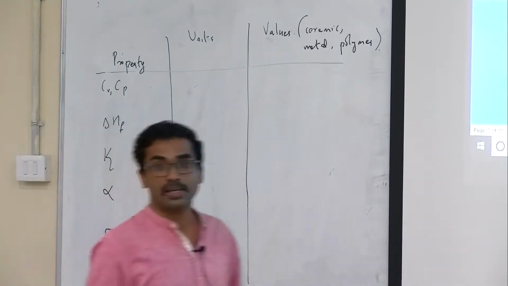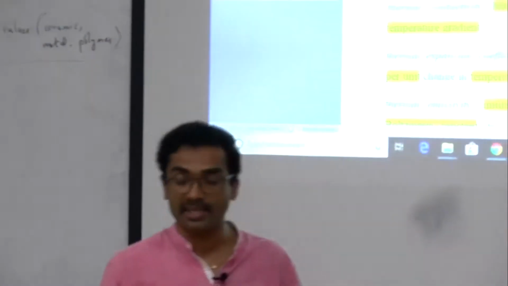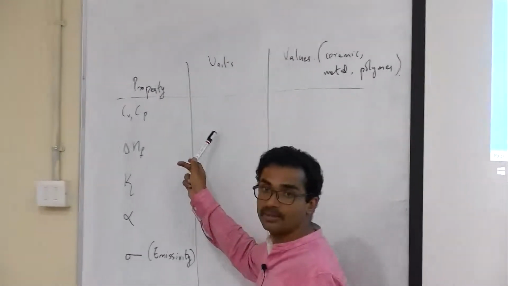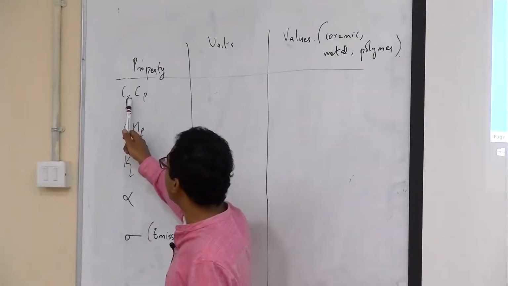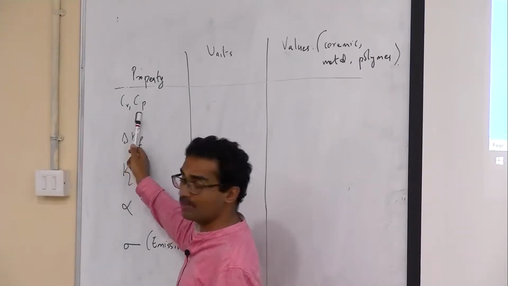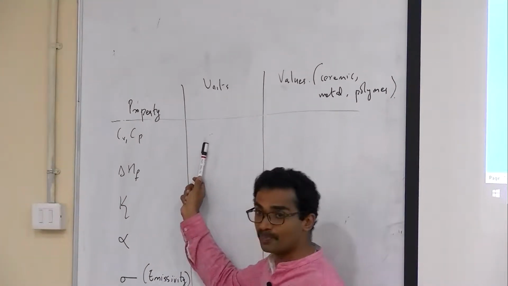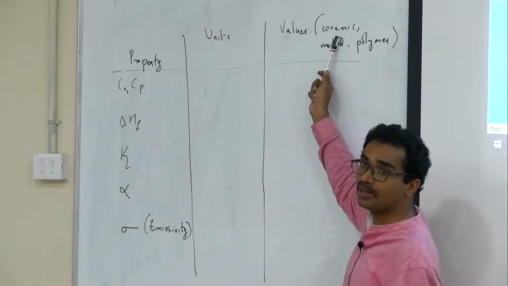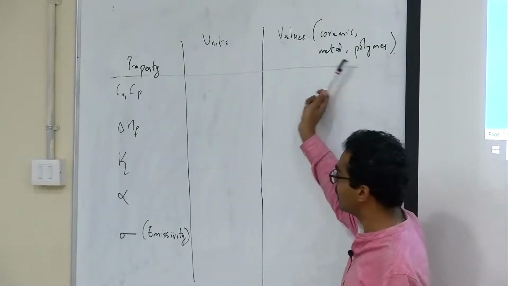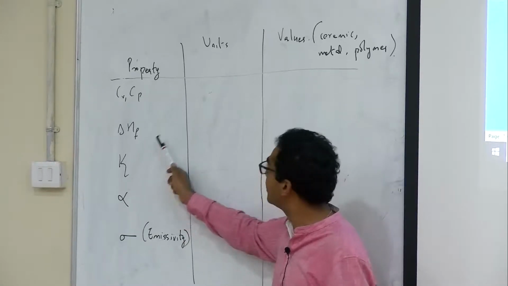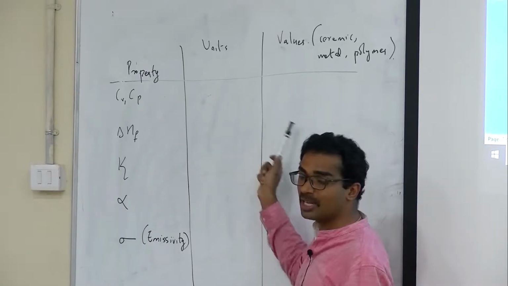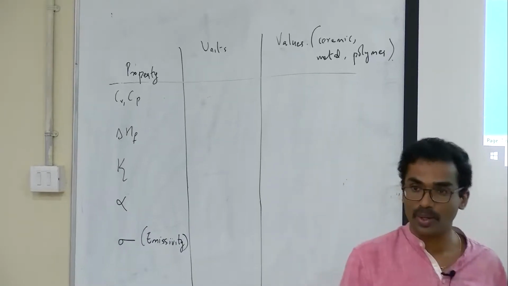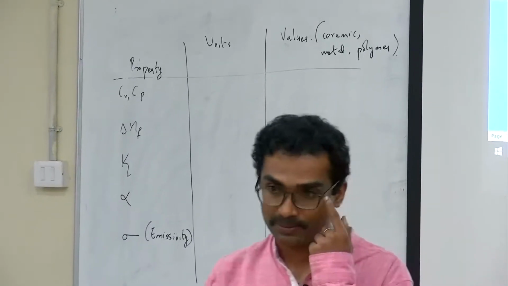Okay. So please start discussing with one another and help me fill this table. So this table looks like this. I'm looking for a property CV, CP, the units, values. You can give some values for a typical ceramic, metal and polymer. Similarly, delta HF, units, typical values for these three classes of materials. All right? You understand? Yes.